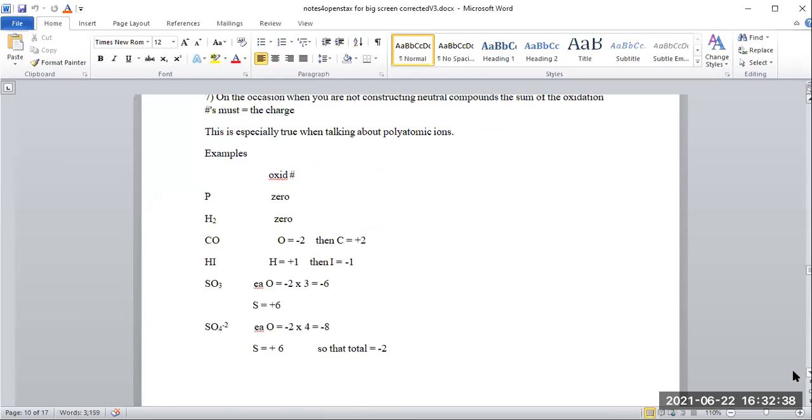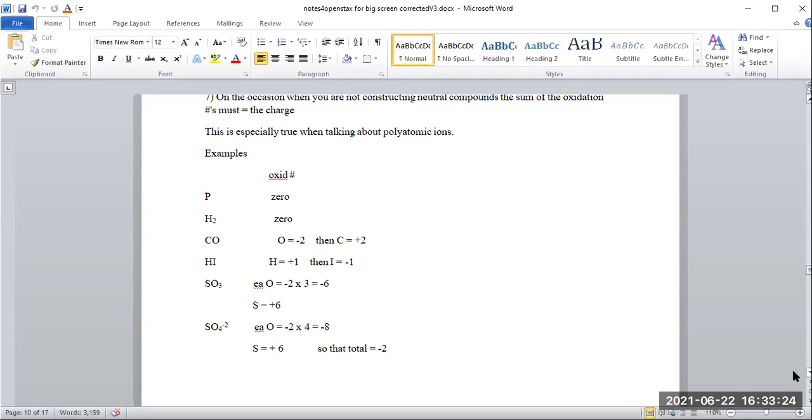So what if you had a single atom of phosphorus instead of P4? Still 0. How about hydrogen as a diatomic molecule? No other elements were involved, so it has an oxidation number of 0. CO, not cobalt, okay, carbon monoxide. We're going to start on the right-hand end, almost like we did when we were calculating the charges for the transition metals.